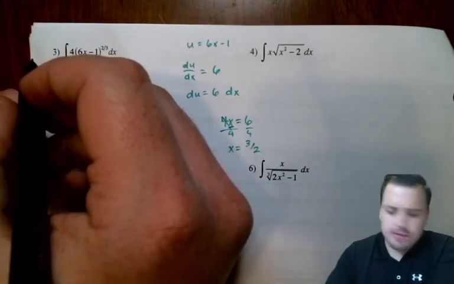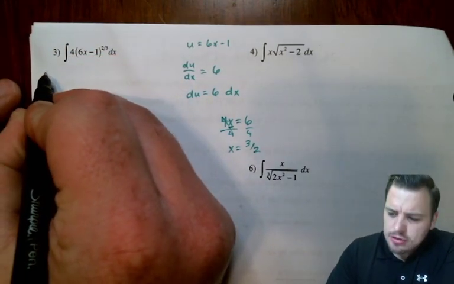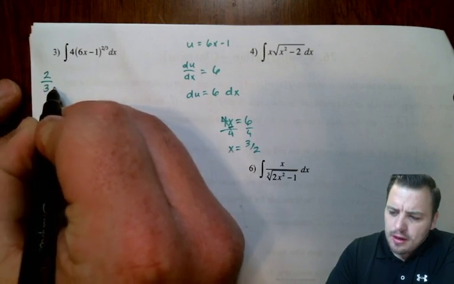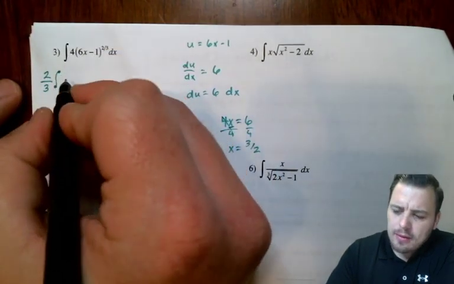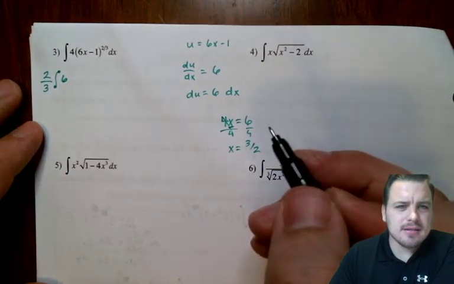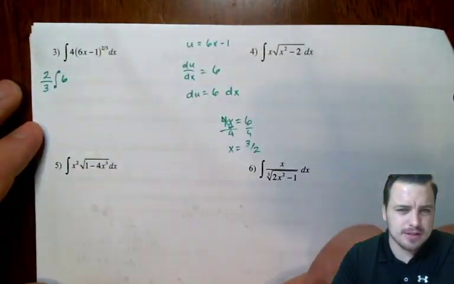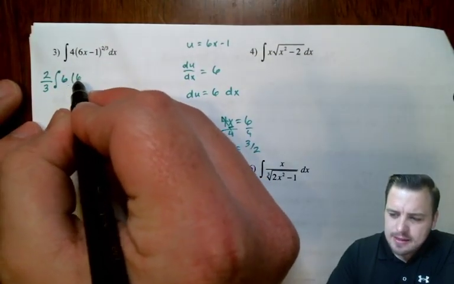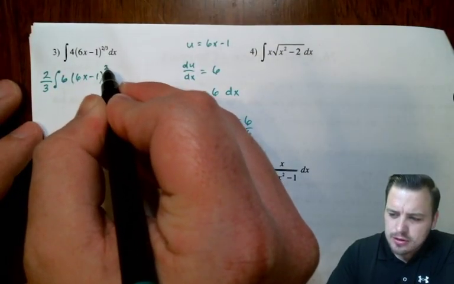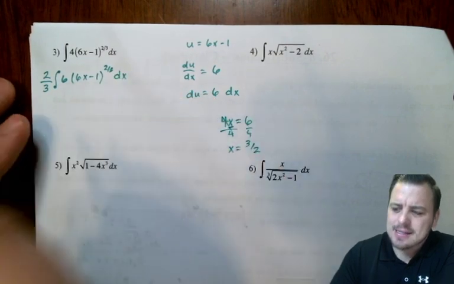Good, Timmy. 2/3. Good, Alex. So 2/3 integral, and then watch, that changes automatically to 6. That 4 changes to 6 because I'm saying 4 times 3/2, which is 6, times 6x minus 1 to the 2/3 power dx.